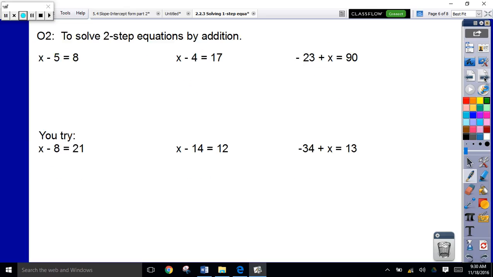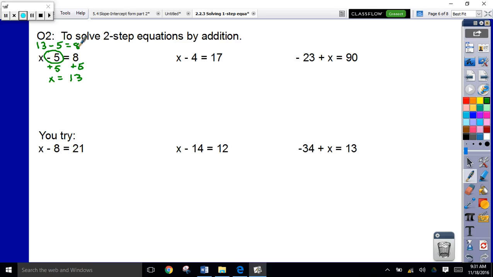Okay, objective 2 is solving two-step equations by addition. So in our first equation, we have x minus 5 equals 8. We need to get rid of a negative 5 this time. So what would the opposite of subtraction be? Hillary? Addition. So we're going to add 5 to both sides. Doing the opposite, we get x equals 13. We can check that. 13 minus 5 does equal 8. So we know we got the right answer.